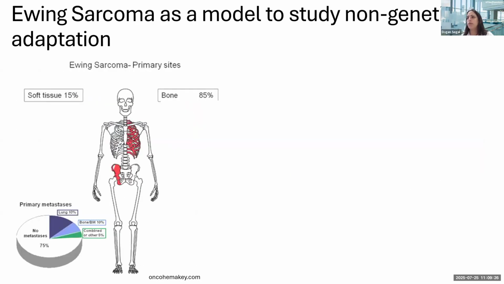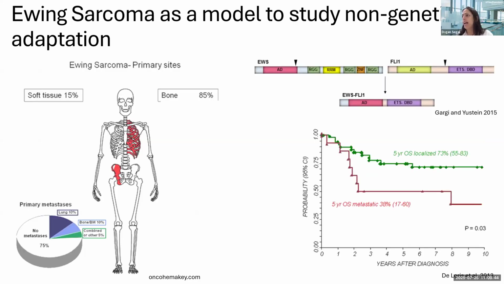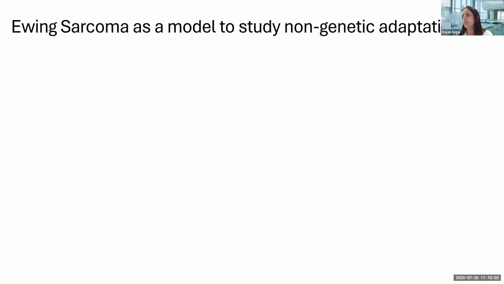So in my postdoc, I focused specifically on a pediatric cancer called Ewing sarcoma as my specific model to study non-genetic adaptation. And Ewing sarcoma is a pediatric cancer of bone and soft tissue, and it's driven by a single fusion oncogene of two transcription factors. And it has very variable patient outcome. About 70% of patients have a very treatable localized disease, but for the 40% of patients who develop metastases, we have very meager prognosis, and we really have an urgent need for a better clinical understanding of disease progression here.